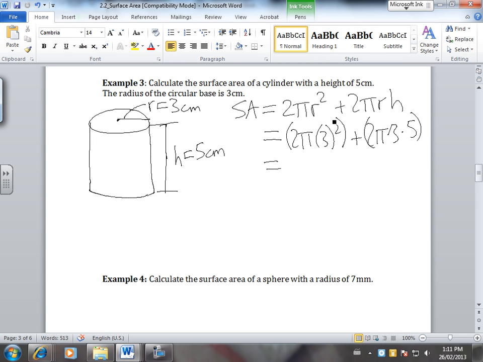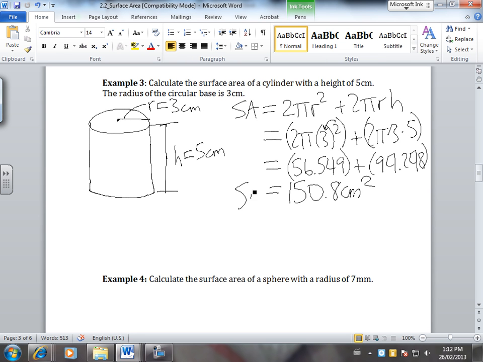Remember that the squared belongs just to the 3. So it'll be 2 pi times 9. Remember to use your pi key. So we end up with 56.549 plus 94.248, and we'll get 150.8 centimeters squared. And that's surface area. Again, square up your answer.